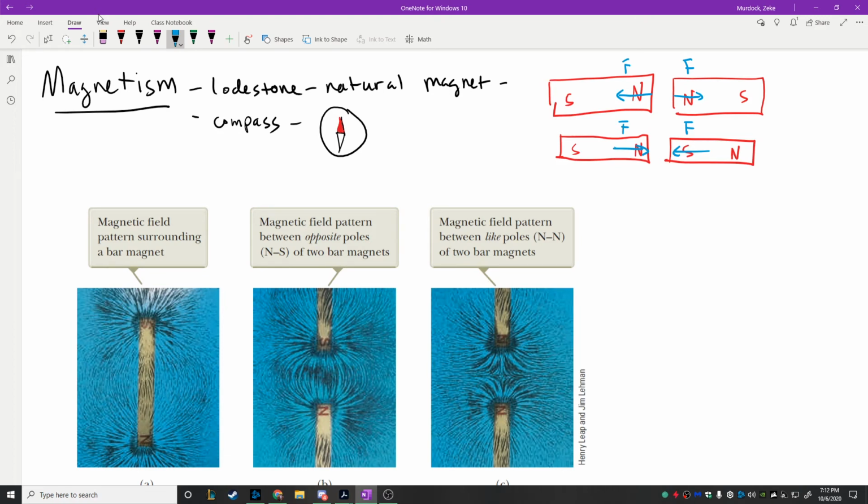Is this related to Coulomb's law? Coulomb's law is the law that describes how electrically charged particles interact with each other. It is not connected to magnetism, no.